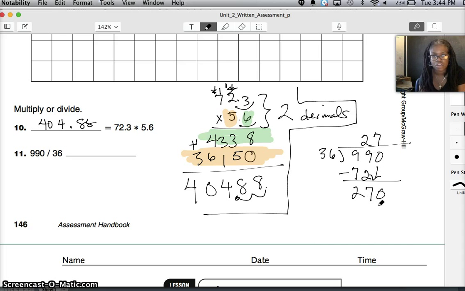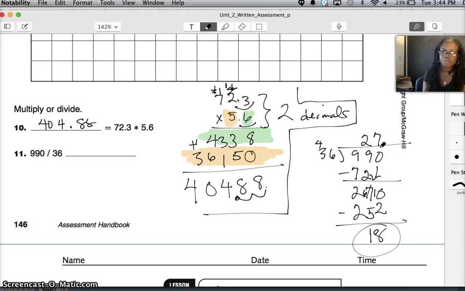7 times 6 is 42, so I'm multiplying 7 times 36. 7 times 6 is 42. 7 times 3 is 21, plus 4 gives me 25. Now I'm going to subtract, a little bit of borrowing didn't hurt anybody, and I get 18.